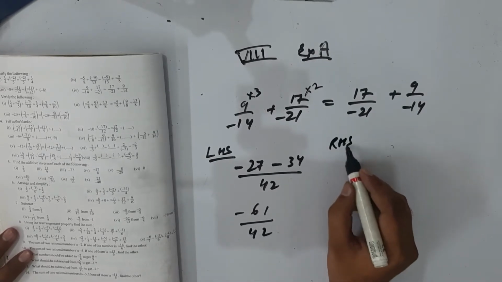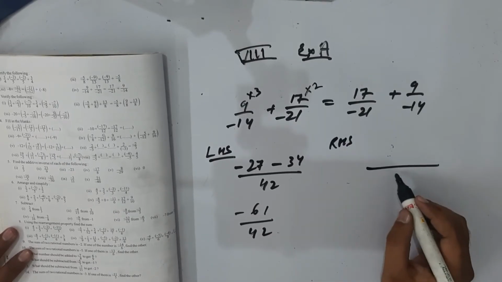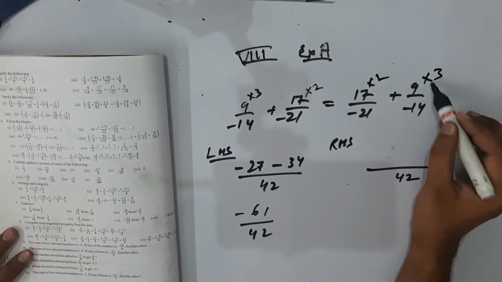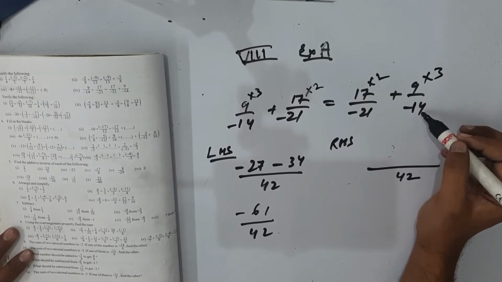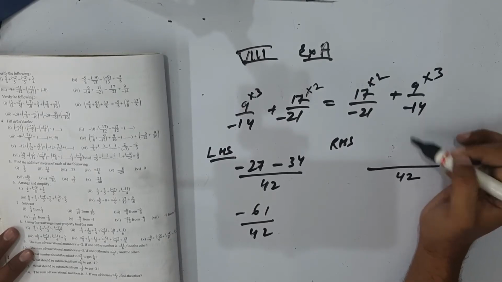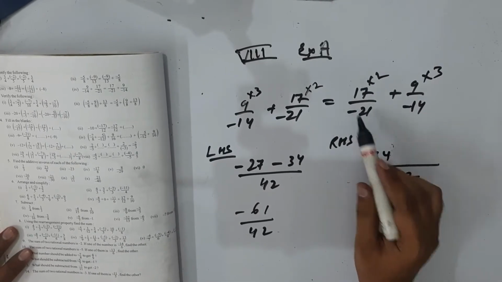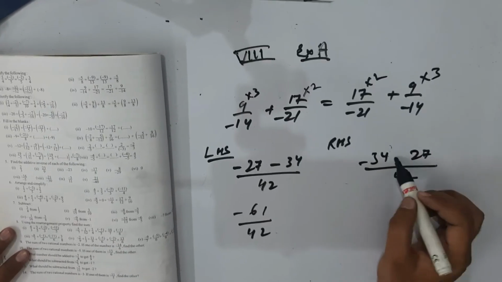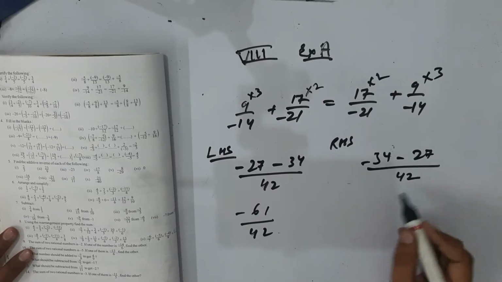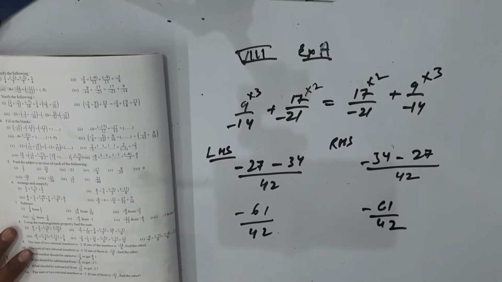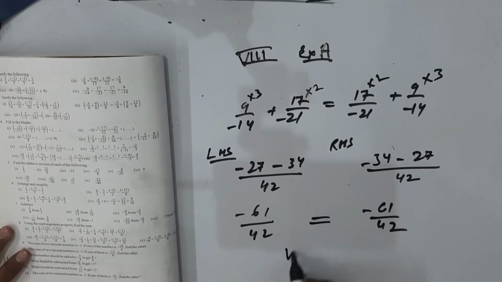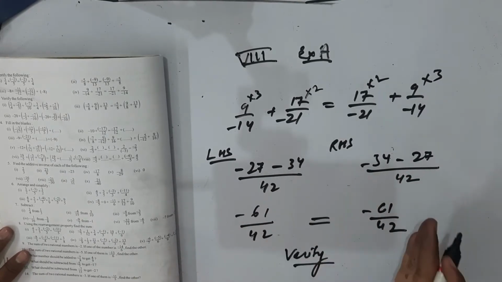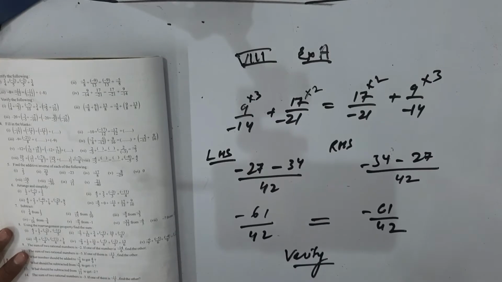Now let's solve the right hand side. Take the LCM. LCM will remain as it is, 42. How many times do you have to multiply? Multiply 2 times. How many times does this have to be multiplied? 3 times. So 14 needs to be multiplied 3 times to make it 42. So 34, but the sign will be of minus, and this is 27, but the sign will be of plus. Plus minus is minus. So minus minus plus. It is 61 upon 42. I hope it is clear. It is now verified. If they are asking to verify, take the LHS, RHS, solve LHS, solve RHS, and you will get the same exact value.